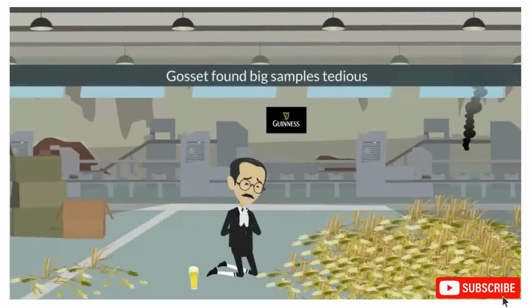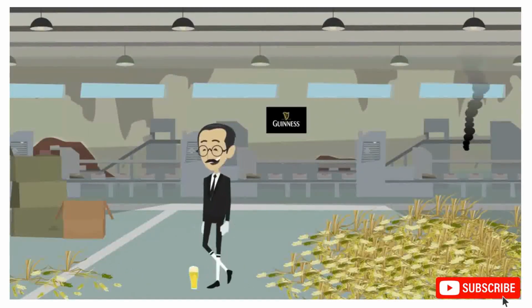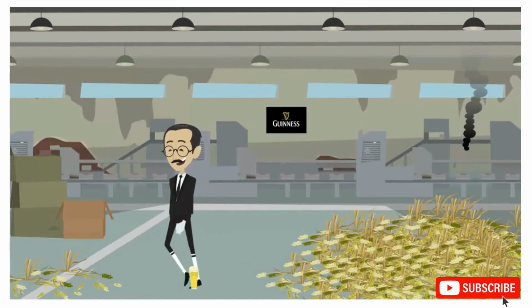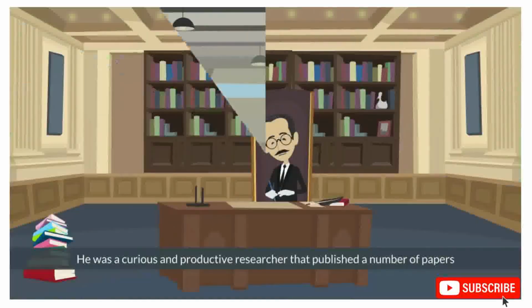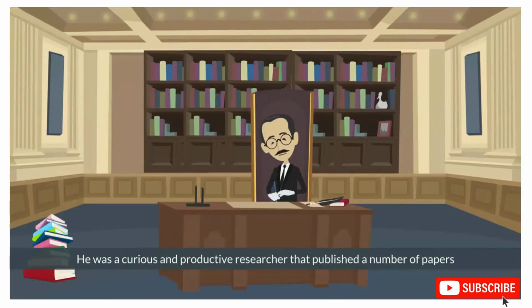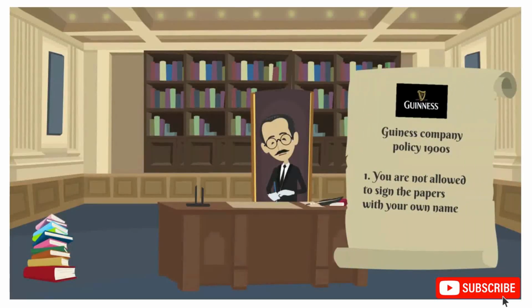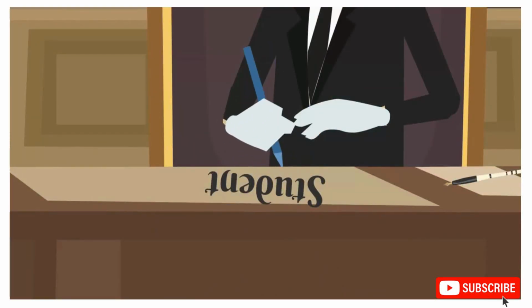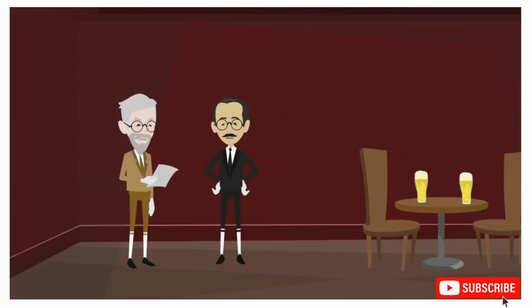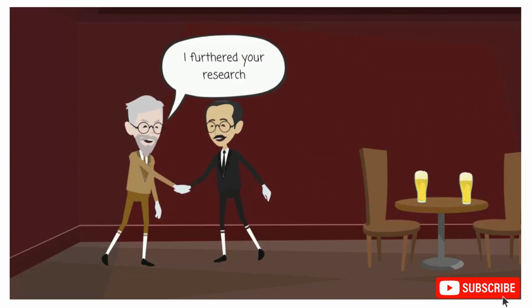Gossett found big samples tedious, so he was trying to develop a way to extract small samples but still come up with meaningful predictions. He was a curious and productive researcher and published a number of papers that are still relevant today. However, due to the Guinness Company policy, he was not allowed to sign the papers with his own name. Therefore, all of his work was under the pen name Student. Later on, a friend of his and a famous statistician, Ronald Fisher, stepping on the findings of Gossett, introduced the T-statistic, and the name that stuck with the corresponding distribution even today is Student's T.